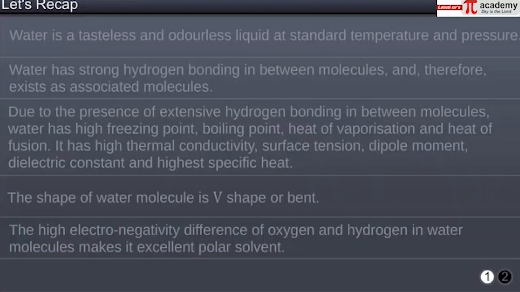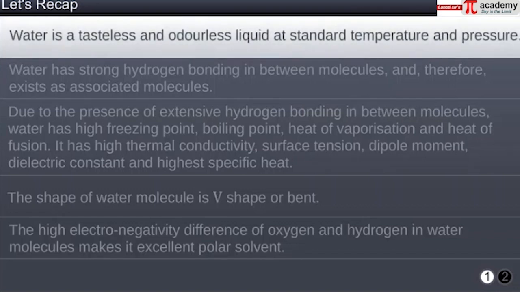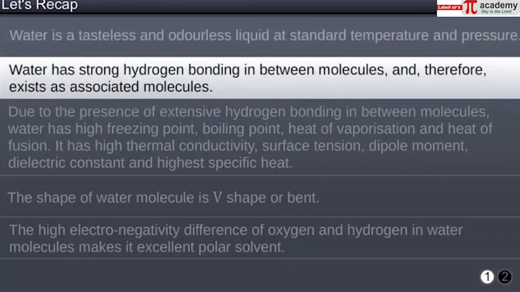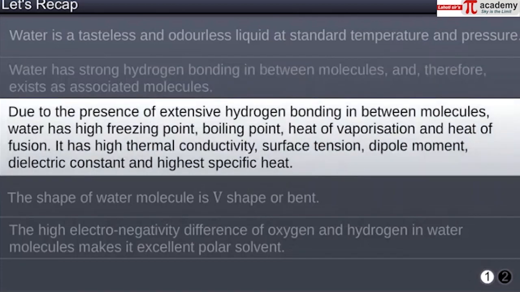You have now reached the end of this module. In this module, you learned that water is a tasteless and odorless liquid at standard temperature and pressure. Water has strong hydrogen bonding in between molecules and therefore exists as associated molecules. Due to the presence of extensive hydrogen bonding in between molecules, water has high freezing point, boiling point, heat of vaporization and heat of fusion.